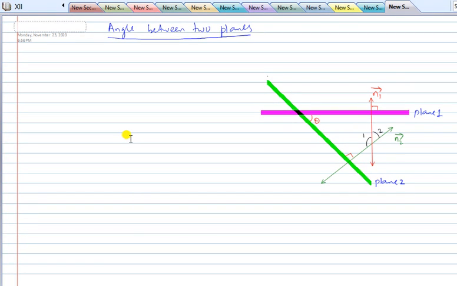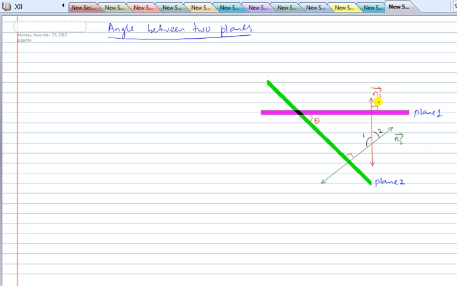Good evening, students. Today I am going to deal with the topic that is angle between two planes, from the chapter 3D. So for that I have taken two planes. The pink marked one is plane 1 and the green marked one is plane 2. Consider this one, these are two planes.